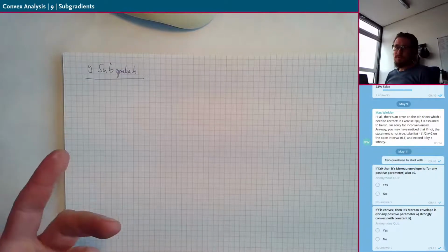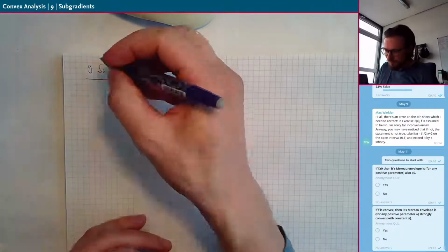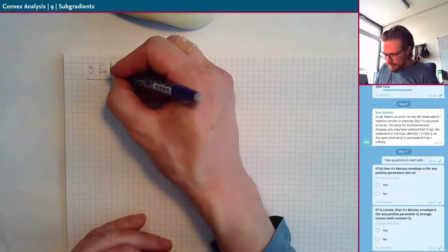And there's even more than we will show here. What we show today is that convex functions also have some kind of inbuilt differentiability in some sense.